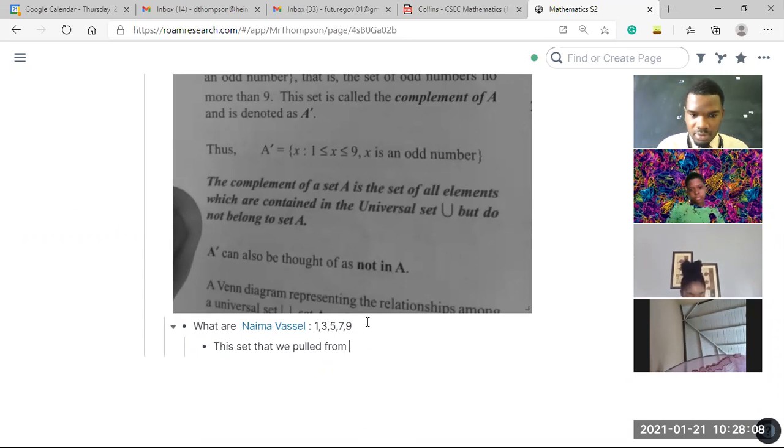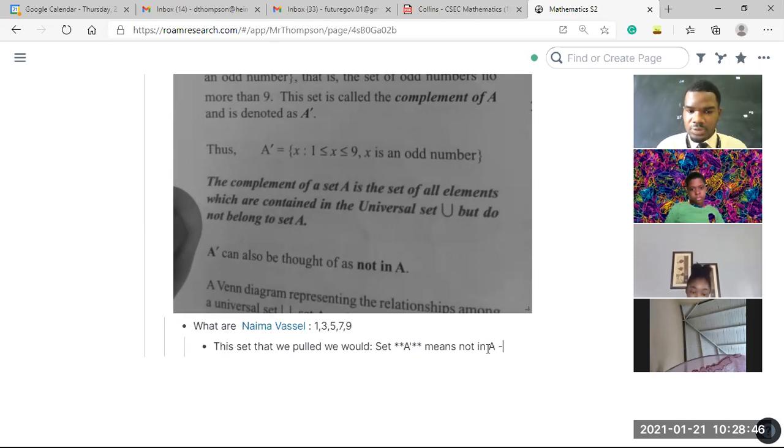For the sets of odd numbers, do we need to put the curly brackets or just leave it? Yeah, so I'm going to put the curly brackets when I'm writing it now. So look at what we're going to do. This set that we pulled, we're going to call it set A with the apostrophe at the top. Look at that for me. An apostrophe at the top. That means it's A complement. So this A complement means not in A, as you see right here.